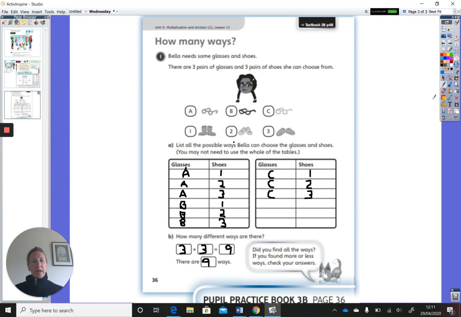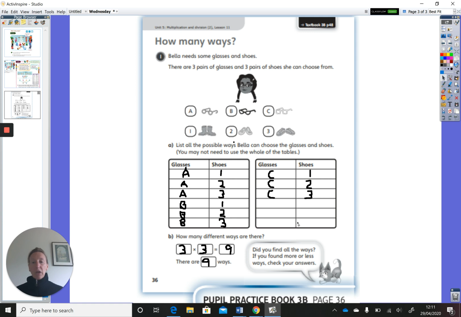And what I'm going to do now is I'm just going to count and make sure that I did get 9 different ways. So 1, 2, 3, 4, 5, 6, 7, 8, 9. And so when you're doing these how many different ways and looking at the combinations, of course you can make the list, but don't forget you can also use your knowledge of times tables to check your answers afterwards.